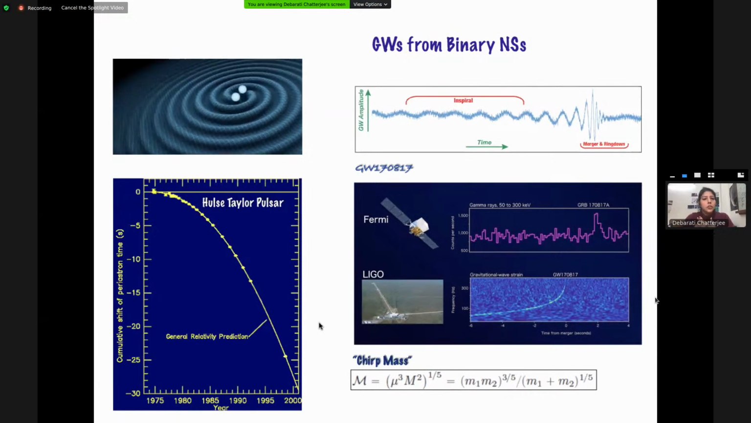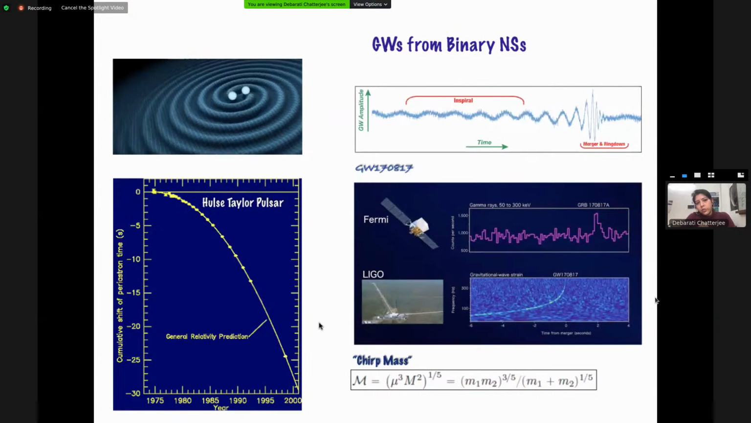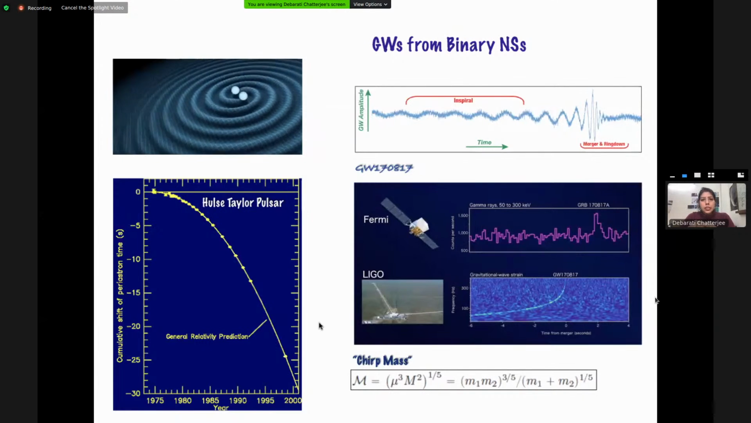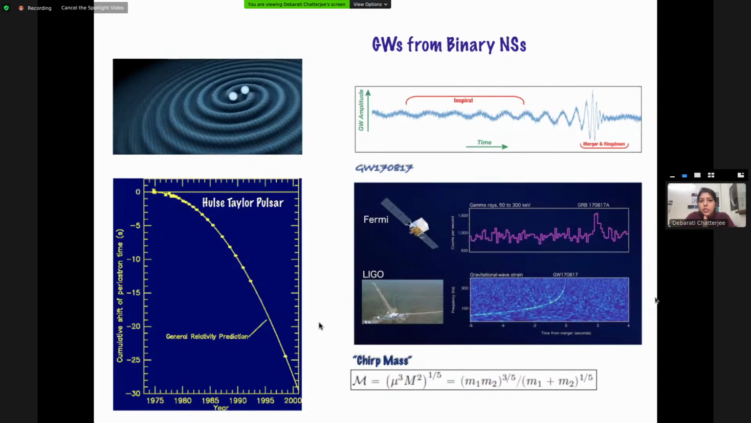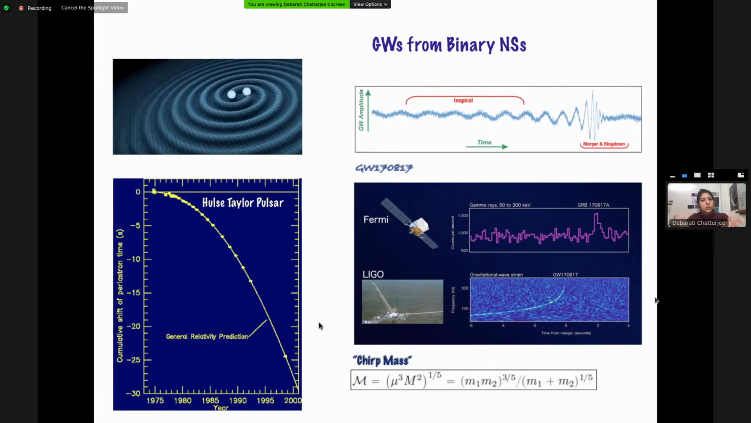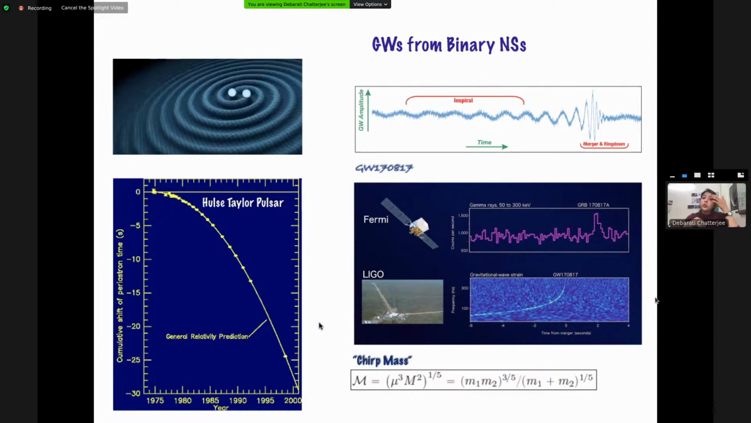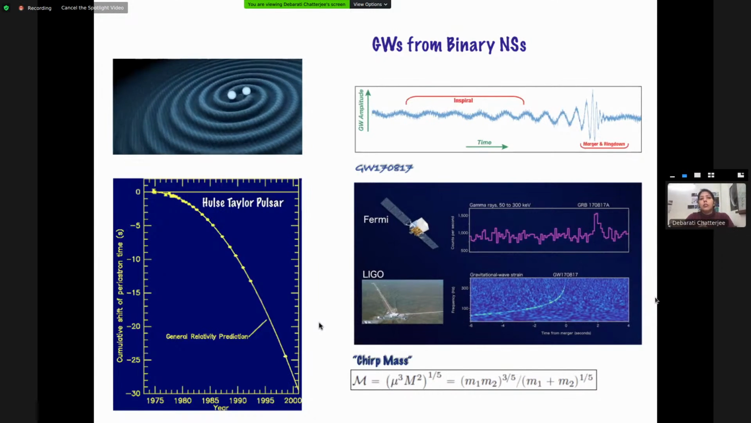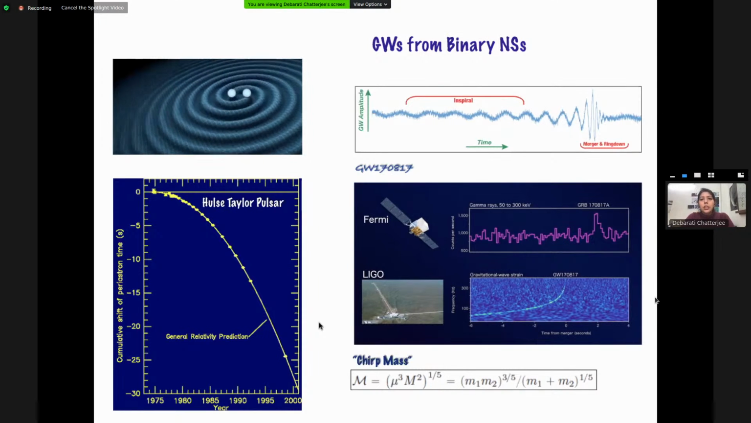So what are these gravitational waves, and why do we look forward to observing them? The reason is that neutron stars, as I told you, are extremely relativistic objects. They are so compact that they bend the curvature of space-time around them. Black holes are even stronger, and black holes also produce gravitational waves, but we are more interested in understanding neutron stars.